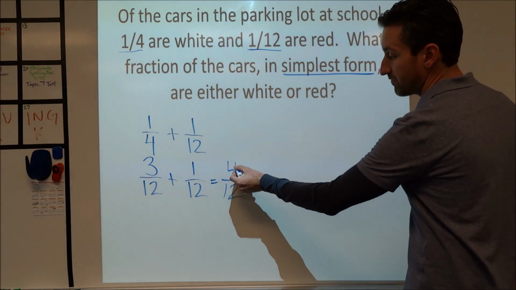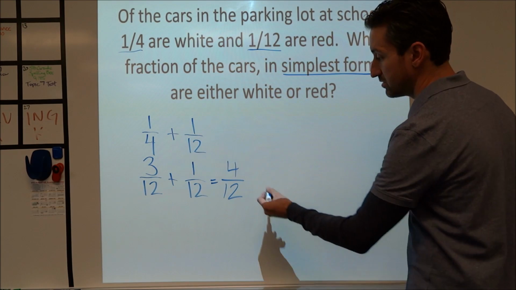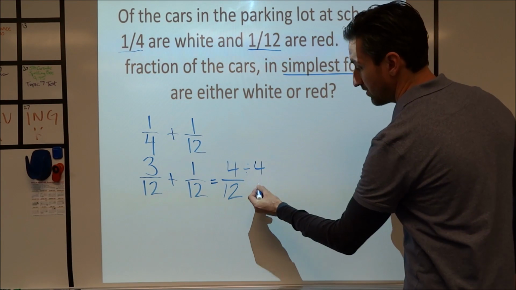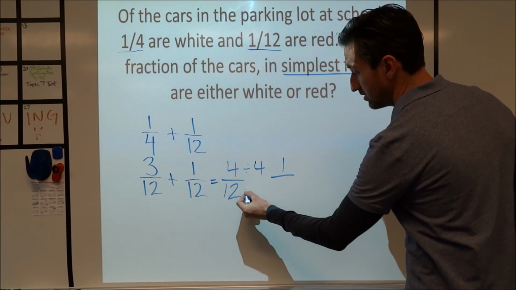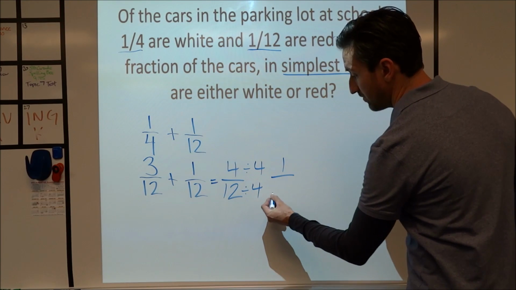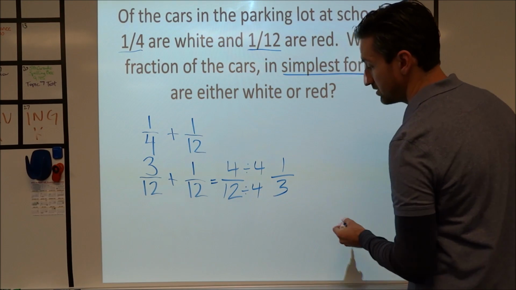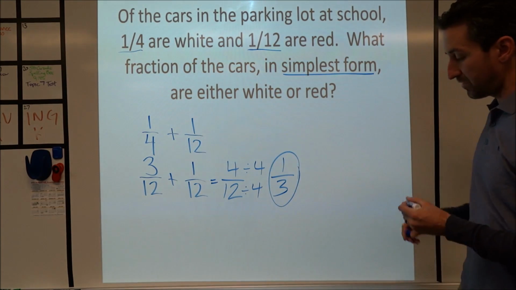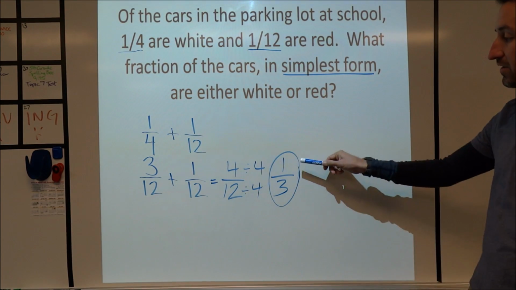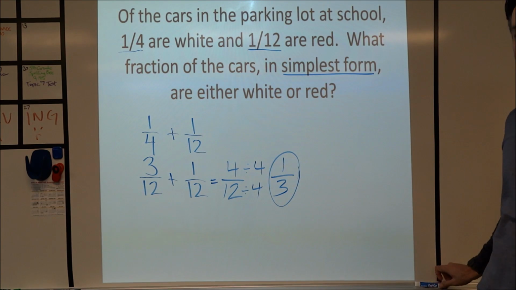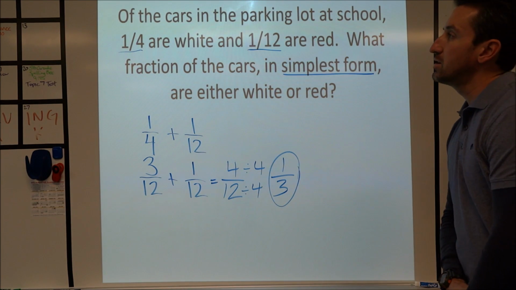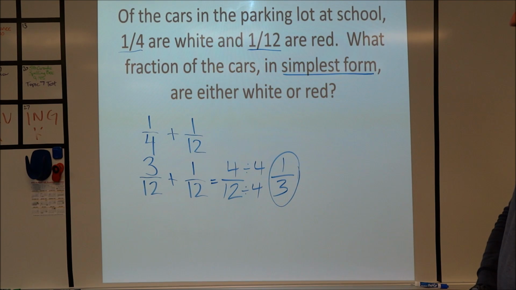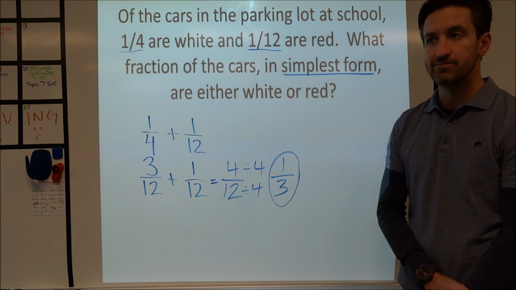I know I can divide 4 and 12 by 4. 4 divided by 4 is 1. 12 divided by 4 is 3. So my answer is 1/3. 1/3 is in simplest form. I cannot divide 1 or 3 by the same number other than 1. So of the cars in the parking lot at school, 1/3 are either white or red.